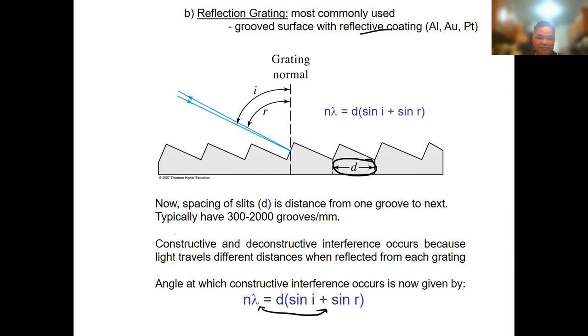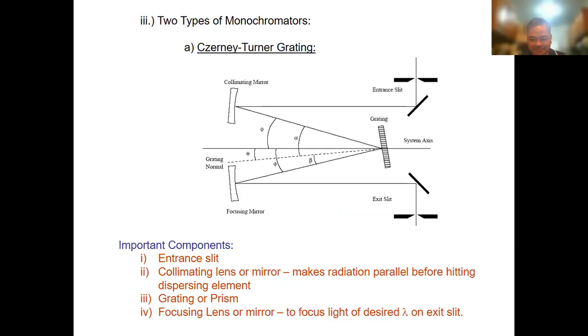Now, there are two usual types of monochromator. When you read the angle, it's there. The first is the Czerny-Turner grating monochromator. It is comprised of a number of elements. What are the components that we have in this monochromator? You have an entrance slit, and then a system of lenses or mirrors.